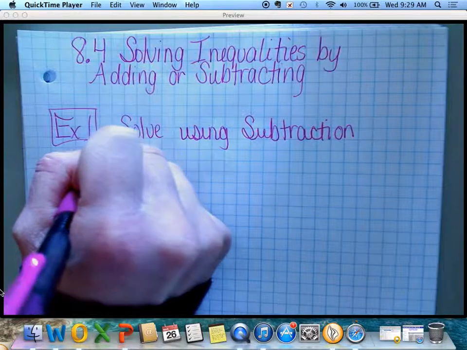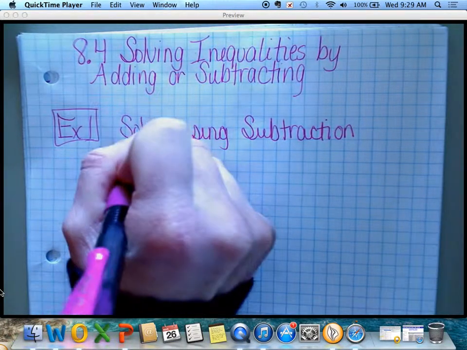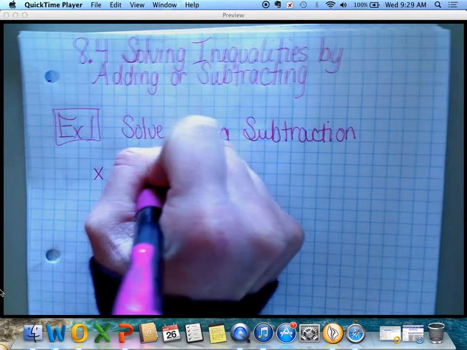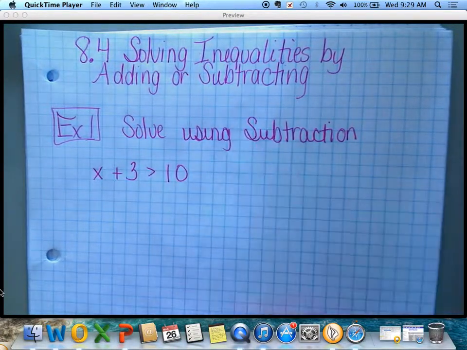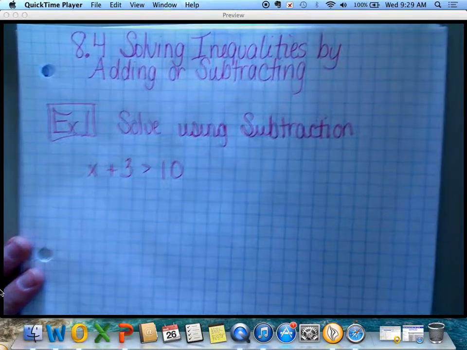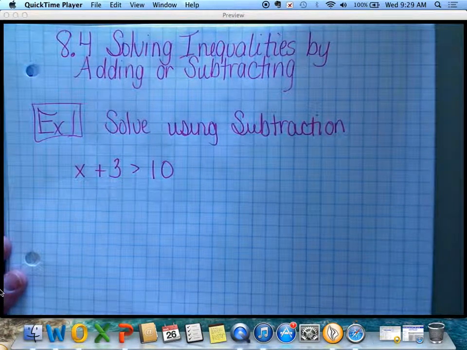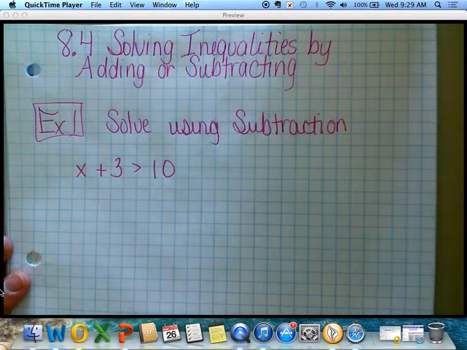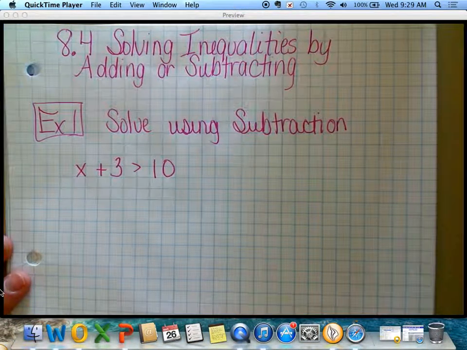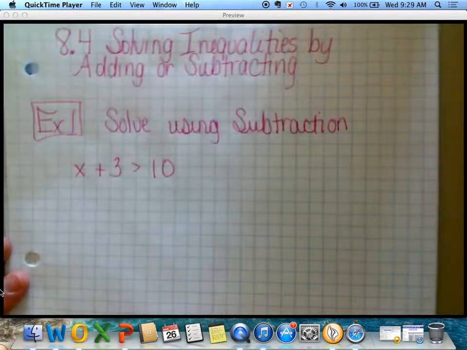We have x plus 3 is greater than 10. X plus 3 is greater than 10. Can you guys see that okay? I'm ready to focus it because I don't want to lose that again.